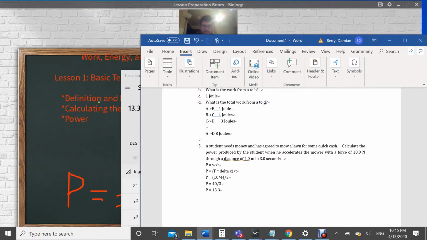13.3 joules. 10.0 newtons, 4.0, 3.0, the lowest significant figure is 2. So we can say the power is equal to 13 joules.